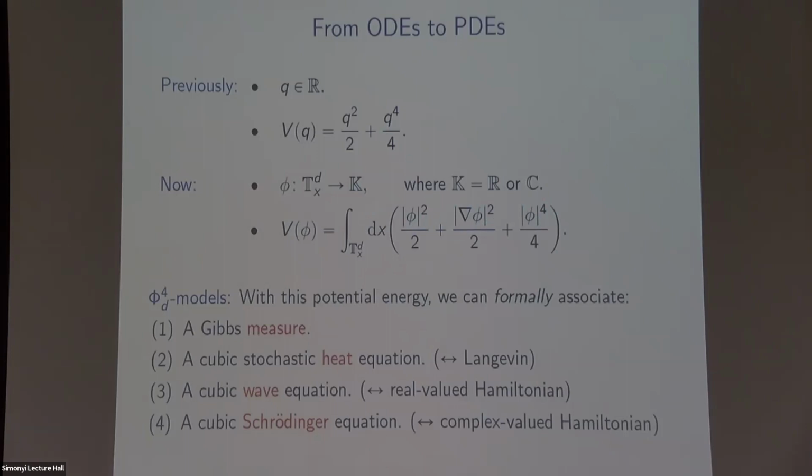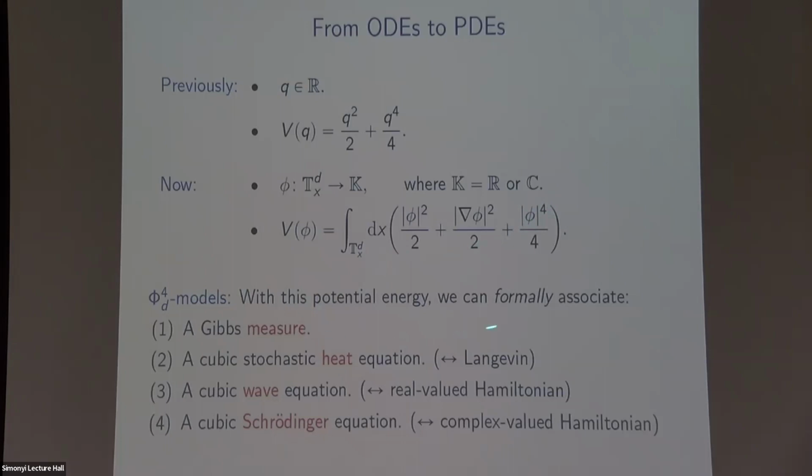Now, just like what we saw in the ODE setting, we can associate with this potential energy, at least at a formal level, several different objects. All of these objects are often called phi 4 d models. The reason they're called that is because there's a phi right here, there's a 4 upstairs, and there's a d downstairs. So if you've seen this on arXiv or somewhere, that's where it comes from.